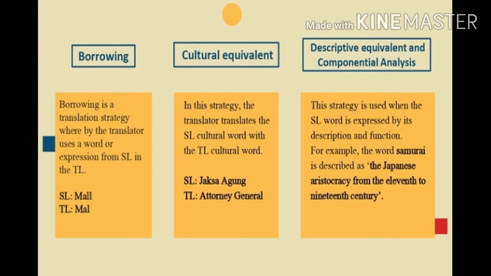Next, descriptive equivalent and componential analysis. This strategy is used when the source language word is expressed by its description and function. For example, the word samurai is described as the Japanese aristocracy from the 11th to 19th century.